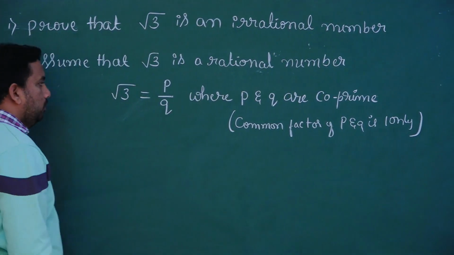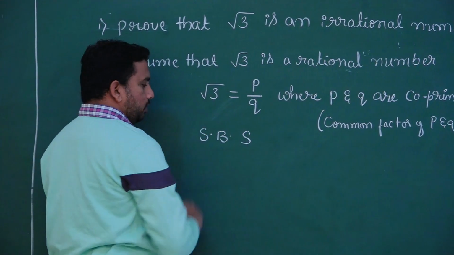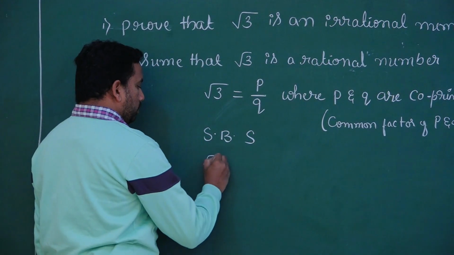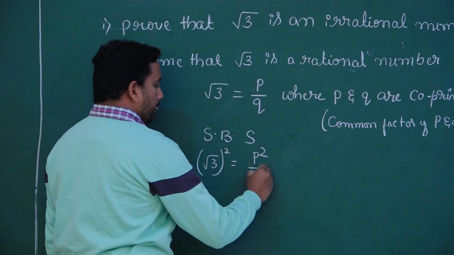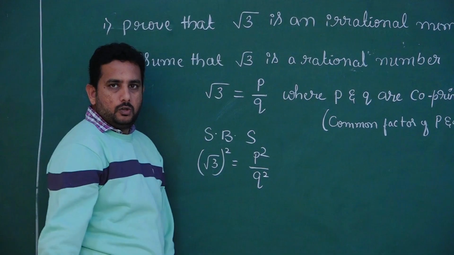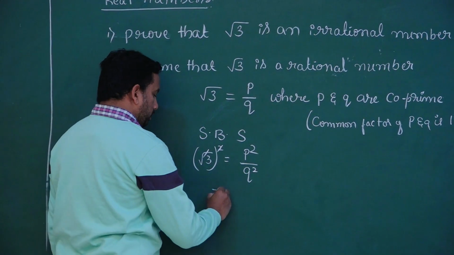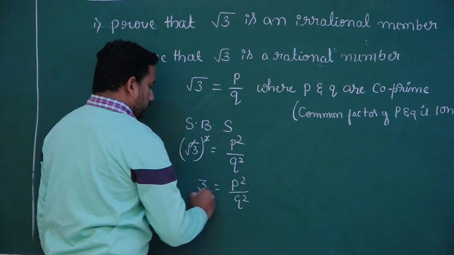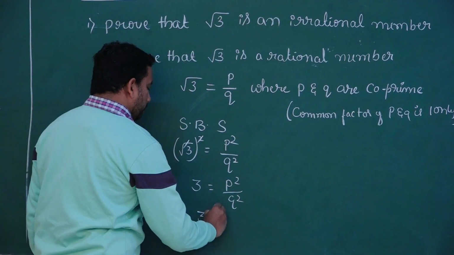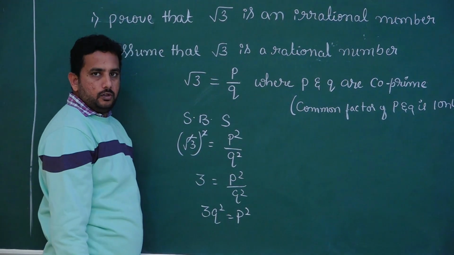Now squaring on both sides. What do we get? Root 3 square is equal to p square by q square. Here square and root cancel. We get 3 is equal to p square by q square. Cross multiplying, we get 3q square is equal to p square.